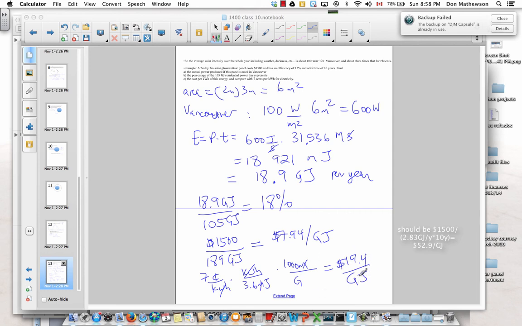So this would be the residential rate for electricity, and you would pay that for 10 years. And by the end of those 10 years, you'd certainly be further ahead with the solar panel, because averaged over 10 years, the cost of the electricity would be $7.94 per gigajoule. So the solar panel will definitely pay for itself, provided it lasts the 10 years that's advertised.